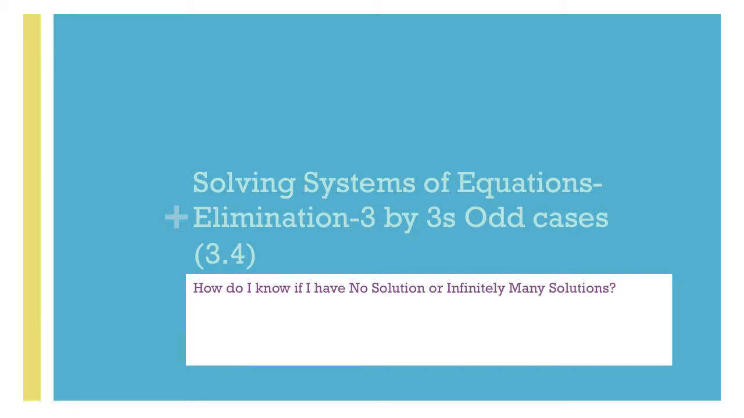A little bit more on solving systems of equations by elimination when we have 3 variables, 3 equations. This time it's the odd cases. How do I know when I have no solution or infinitely many solutions?